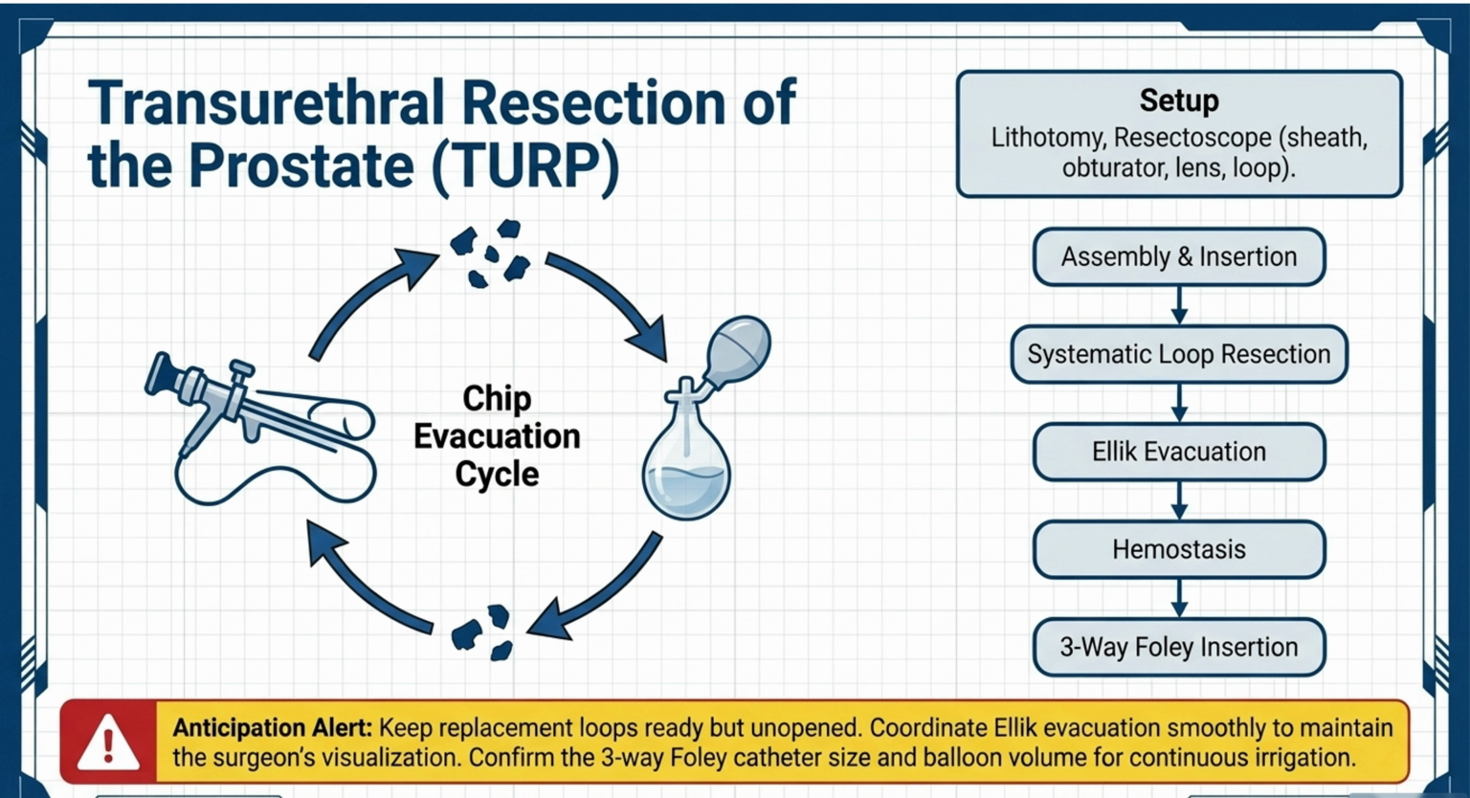TURP involves removing prostate tissue using a resectoscope loop. The process includes resection, chip evacuation, and hemostasis. Continuous irrigation is required for visibility. Proper Foley catheter placement completes the procedure.